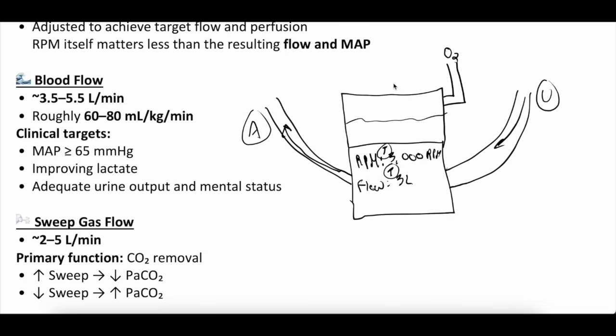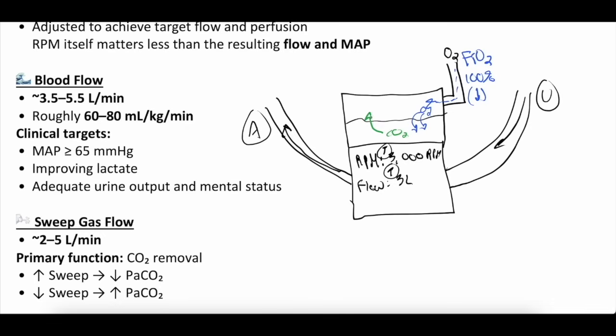So maybe rewinding, FiO2, right? You're going to determine how much oxygen you want the ECMO circuit to be instilling into the blood, right? This could be 100%, which is usually what you start with, and you can down titrate as you need to. And that's literally the oxygen that is being pushed kind of above the blood, and that oxygen is going to diffuse into the blood. This blood, though, has a bunch of carbon dioxide in it as well.